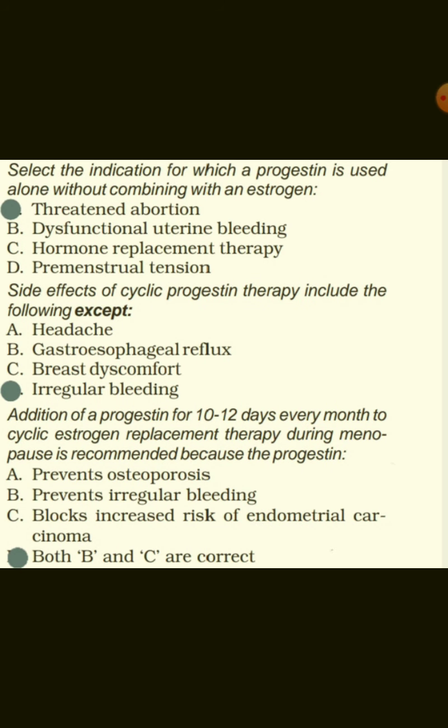Select the indication for which a progestin is used alone without combining with an estrogen, that is threatened abortion. Side effects of cyclic progestin therapy include the following except irregular bleeding. Addition of progestin for 10 to 12 days every month to cyclic estrogen replacement therapy during menopause is recommended because the progestin prevents irregular bleeding and blocks increased risk of endometrial carcinoma.